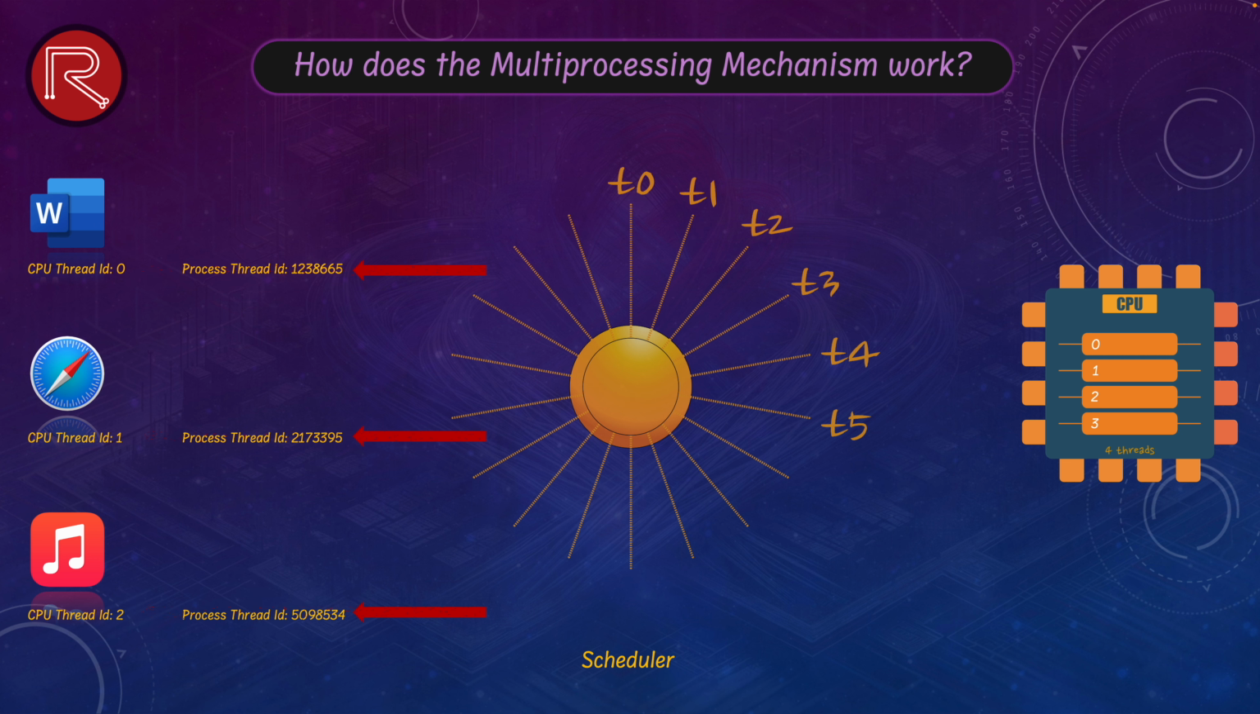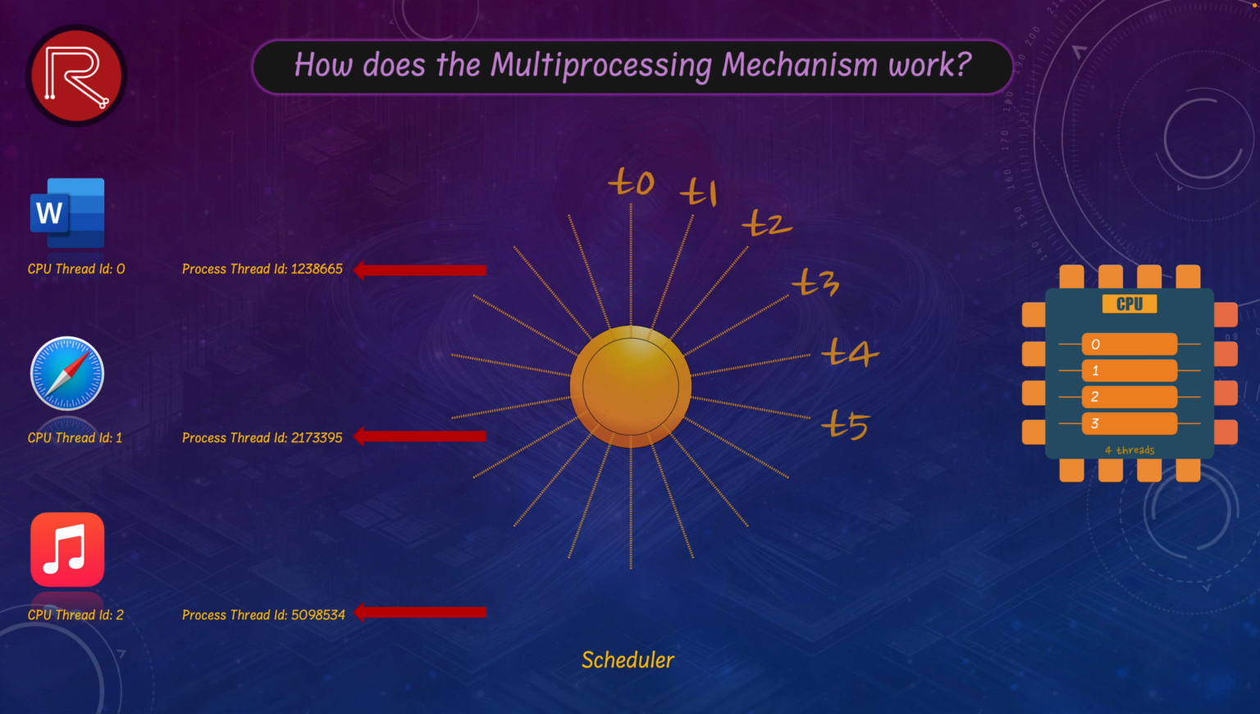In addition, the scheduler also assigns each process a unique ID called the process thread ID. Important to note that once the CPU thread ID and the process thread ID are assigned to a process, they stay constant throughout the process lifetime.